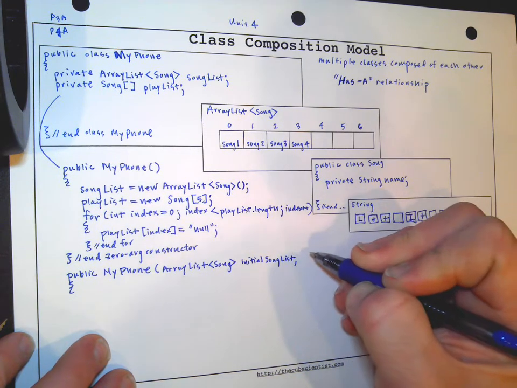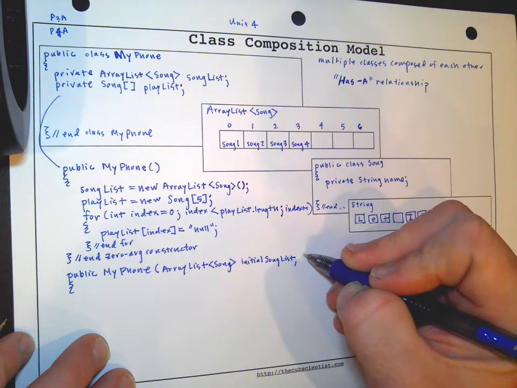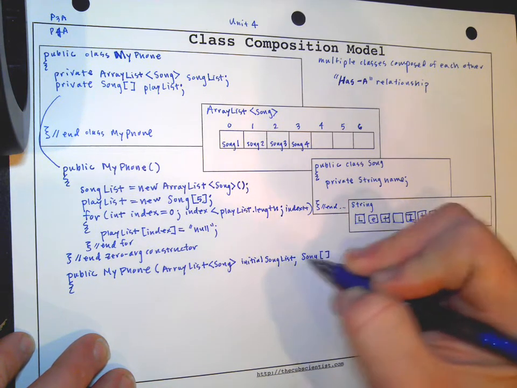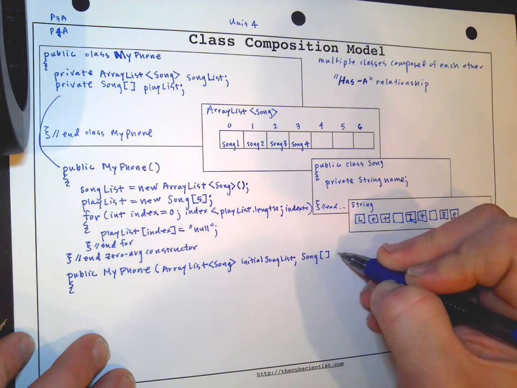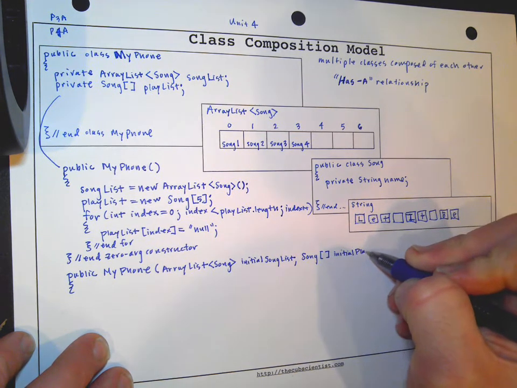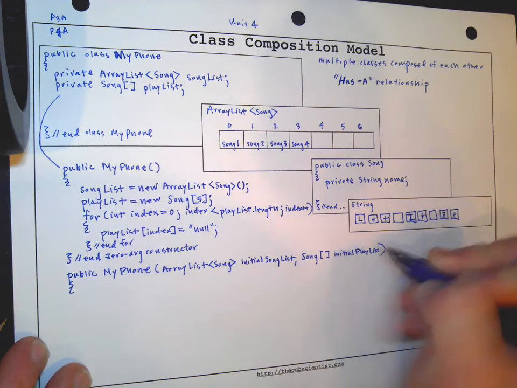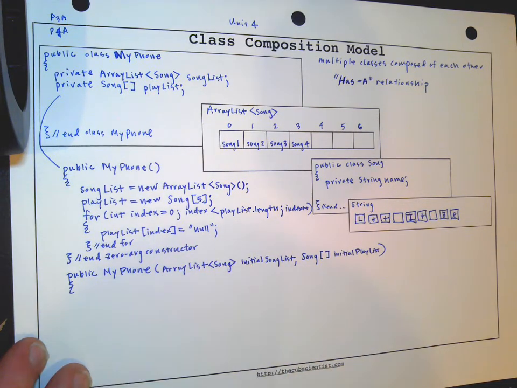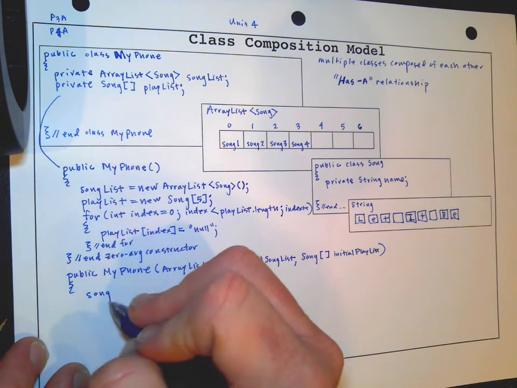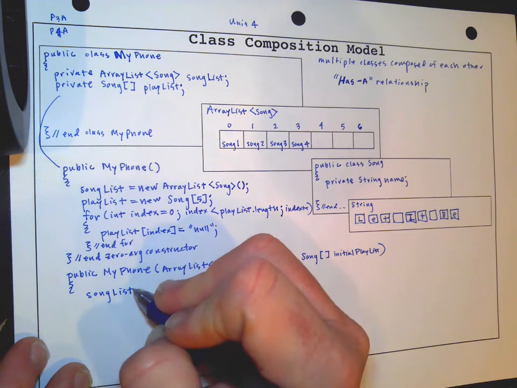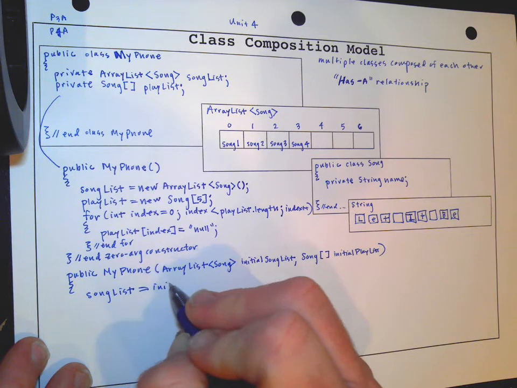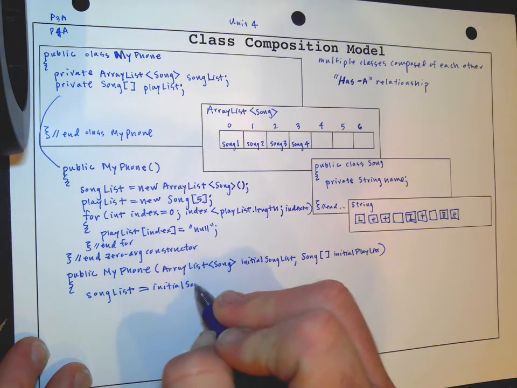And then we'll expect an array of Song objects. So the way you say that, you say this, Song brackets, initialPlaylist. And then here, we don't need to initialize songList if we're just going to put another array in it. So you never have to say new ArrayList, you could just say songList equals initialSongList.